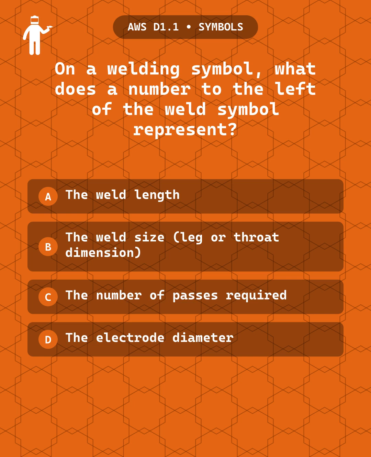Question 1. On a welding symbol, what does a number to the left of the weld symbol represent? Is it A, the weld length, B, the weld size, such as leg or throat dimension, C, the number of passes required, or D, the electrode diameter?